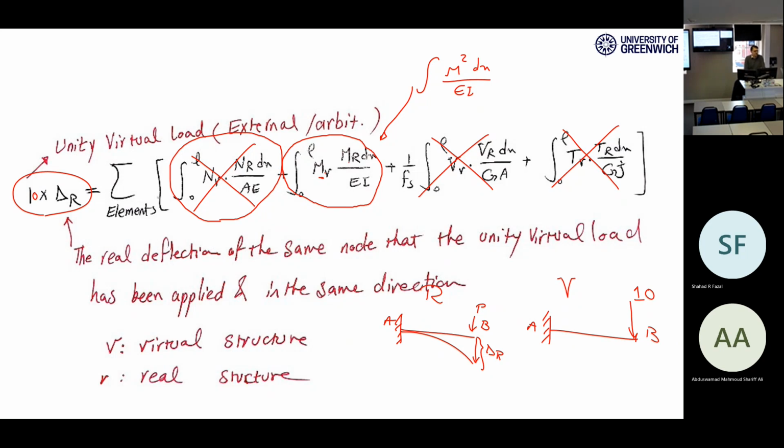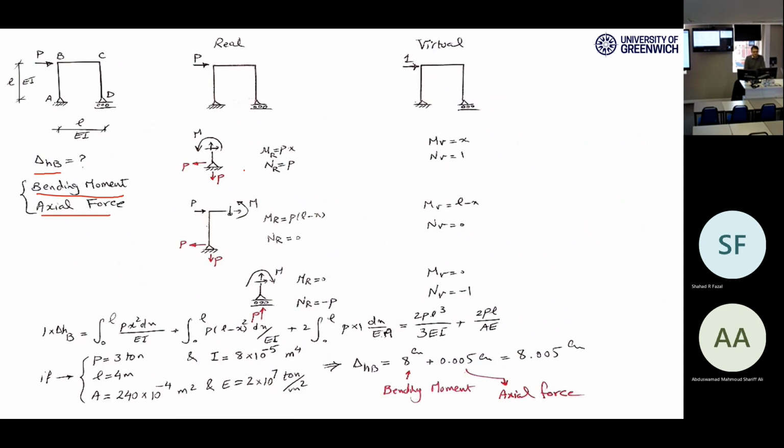The shape of the integration is exactly like this. Just NV means axial force in the virtual structure, NR means axial force in the real structure. Okay? So we will have two integrations, one for bending and one for axial force. So this is my real structure, which is whatever I have in my tutorial with the force.